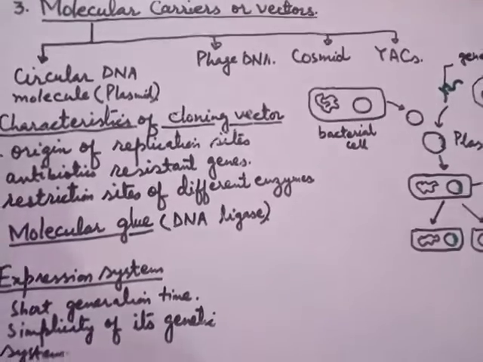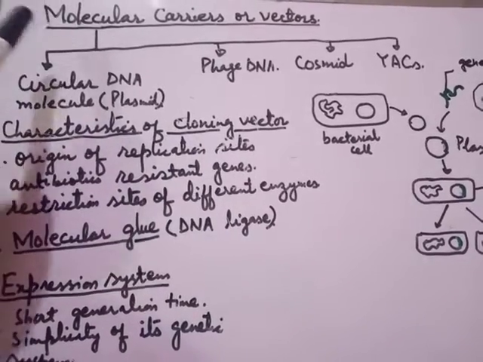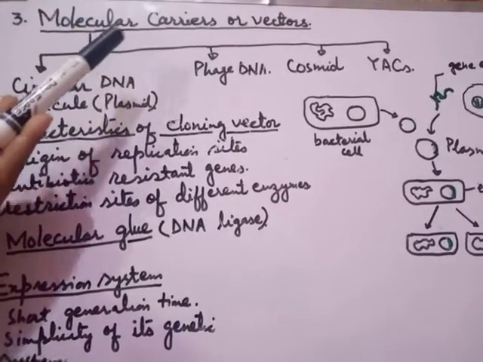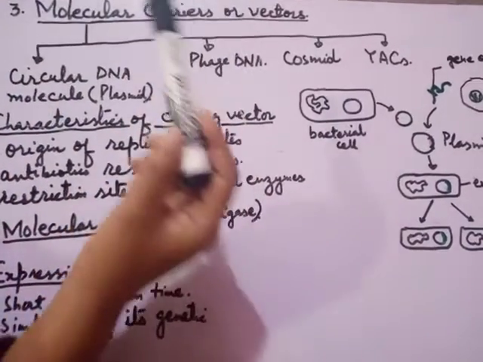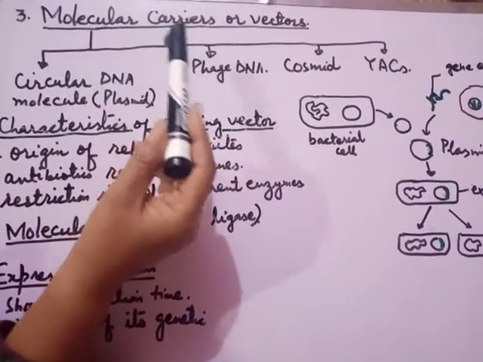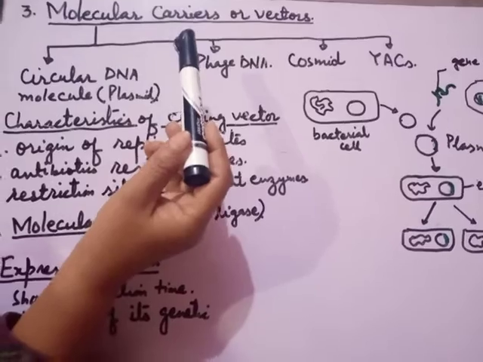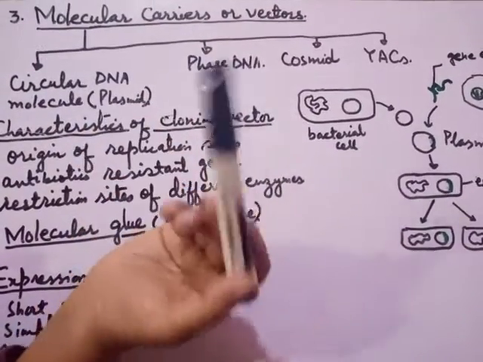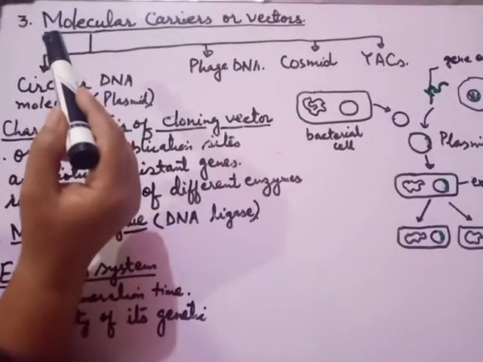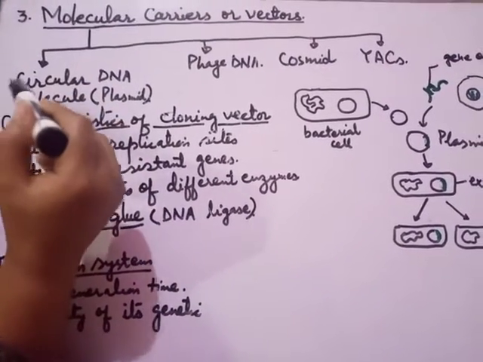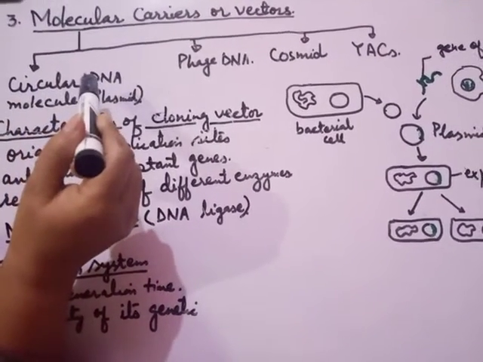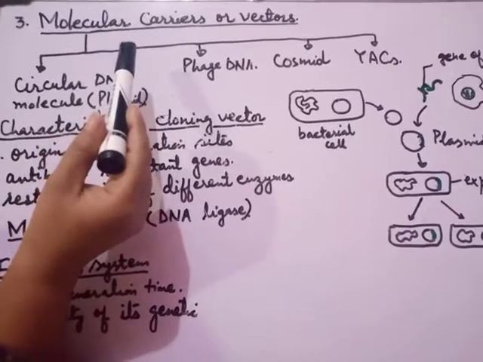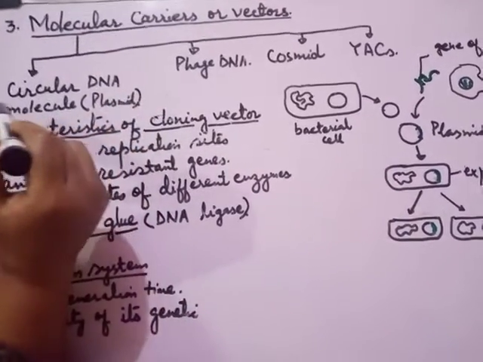Assalamu alaikum. The third component of recombinant DNA technology is molecular carriers, or vectors. Students, vectors are used to transfer our gene of interest into an expression system. Different kinds of vectors can be used in recombinant DNA technology.